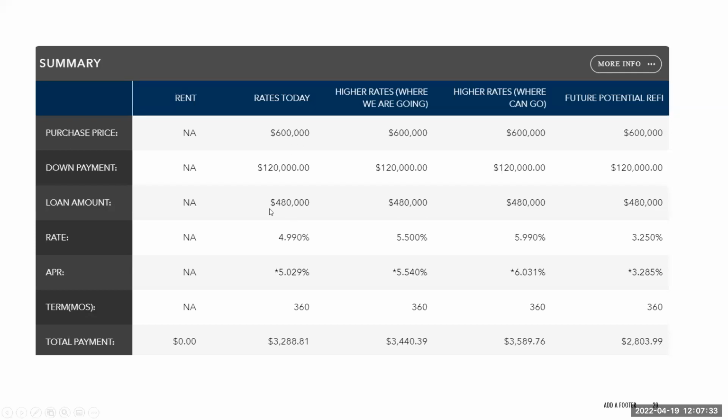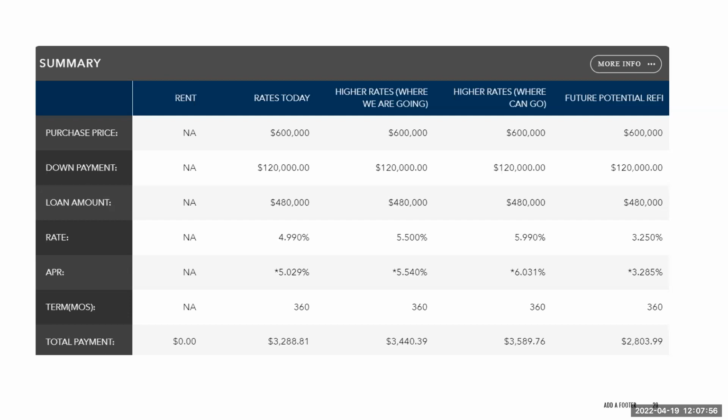So we're looking at rates today, and this was when they're 4.99. So I explained to them, okay, if you purchased a home at 600,000 today at 4.99, your payment would be about 3288, including property taxes and insurance. But as we just discussed, interest rates are going to continue to go up through the end of the year. So what is that going to look like for you? And I'm doing this with them initially because rates are going higher, and I want them to be prepared when they're in contract to buy as well.